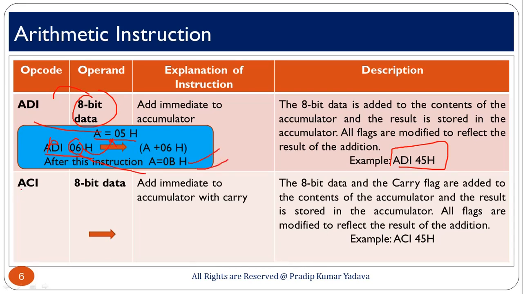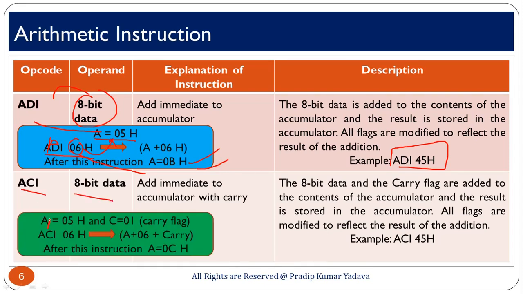Now, talking about ACI, ACI means here A plus given data plus carry. Suppose there is a carry 01, after ACI 06, that will be A plus 06 plus carry, and your output will be stored in the accumulator. So, this is the working of this instruction.